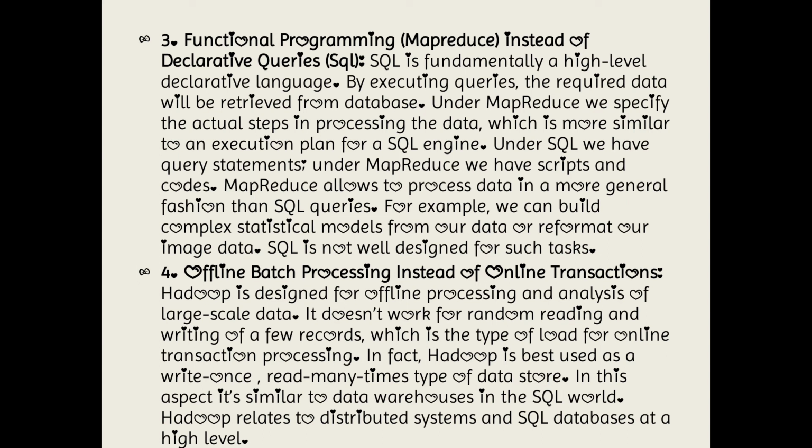Whereas Hadoop is not like that. It does offline batch processing. Online means if we create a table and write the employee details in that table, we can extract any employee's details. That is known as random access.